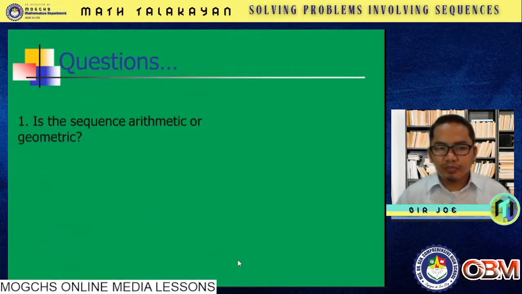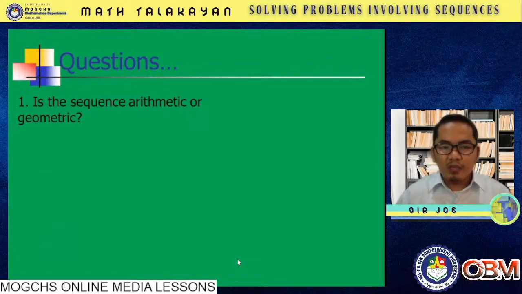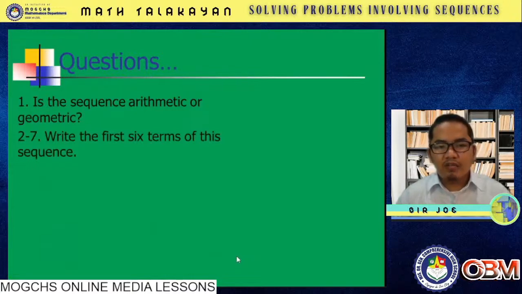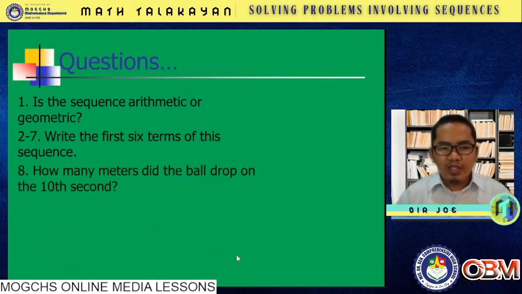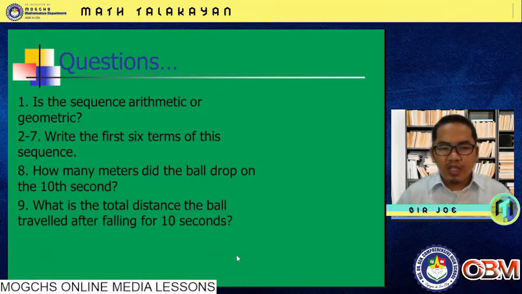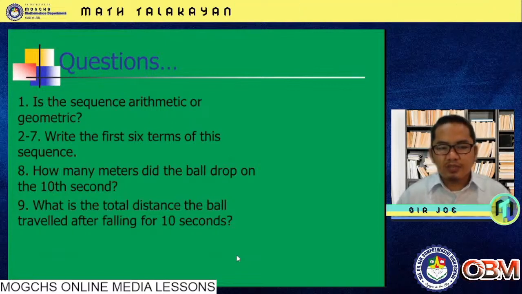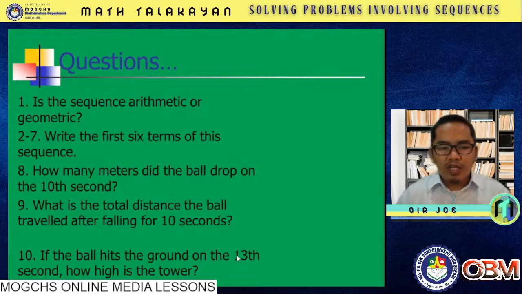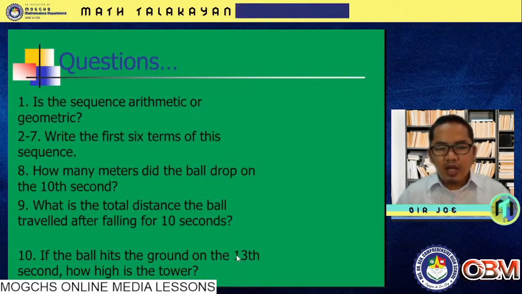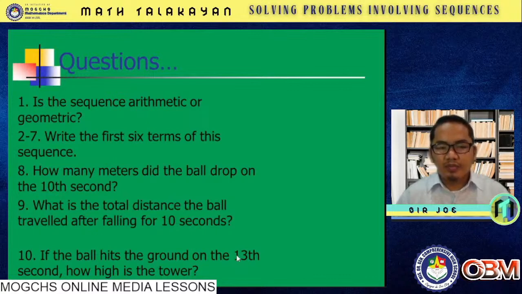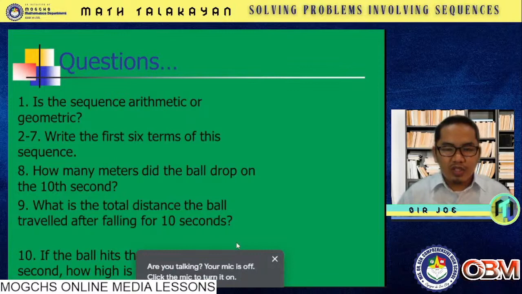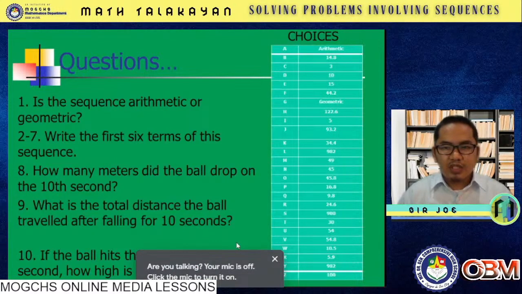Question: Is the sequence arithmetic or geometric? From 2 to 7, write the first 6 terms of this sequence. How many meters did the ball drop on the 10th second? What is the total distance the ball traveled after falling for 10 seconds? If the ball hits the ground on the 13th second, how high is the tower? So these will be our questions. These are our choices.